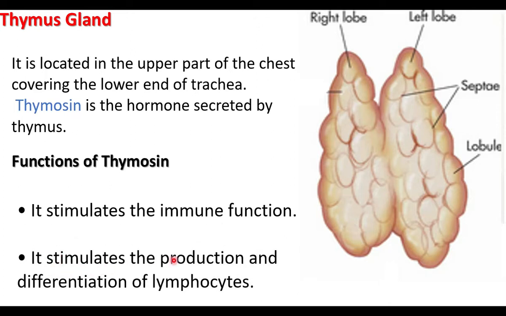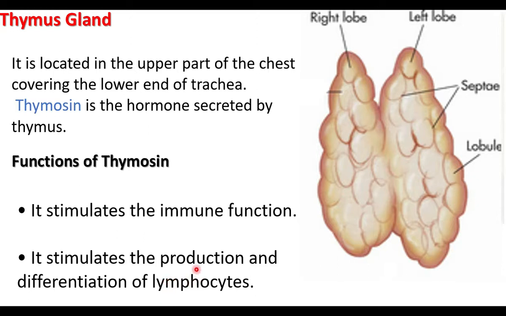It stimulates the production and differentiation of lymphocytes. Lymphocytes are a kind of white blood cells. There are two kinds of lymphocytes, T lymphocytes and B lymphocytes. The thymus produces T lymphocytes, the first letter of thymus. The T lymphocytes kill the disease causing organisms.